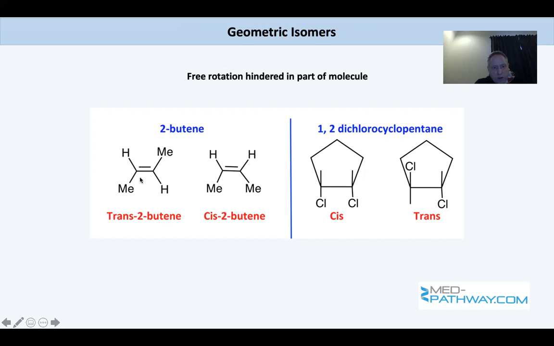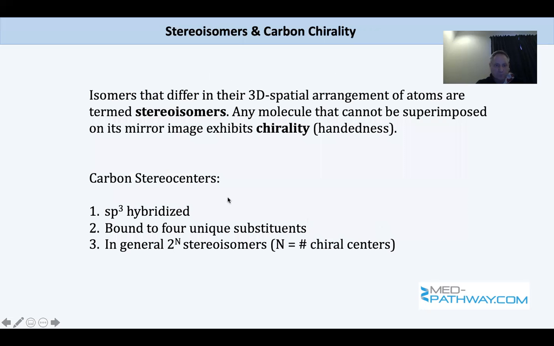So what you see here then is that if you're on the opposite side of the double bond on each carbon, you're trans, but if you're on the same side, you're actually cis. Now, you can also get geometric isomers in these ring structures here, because there's no rotation with the ring. Here's the cis and the trans as well.